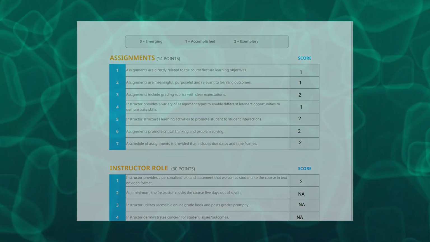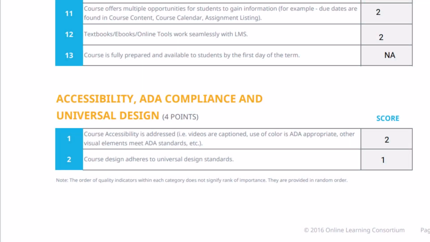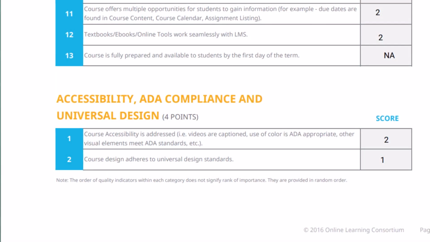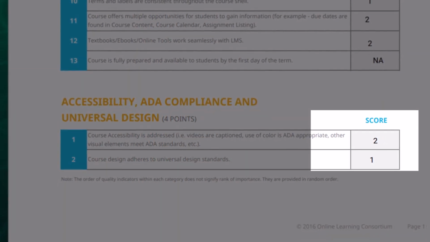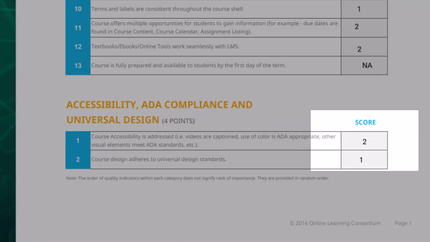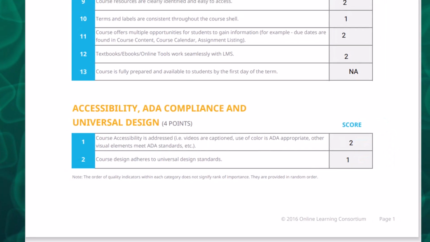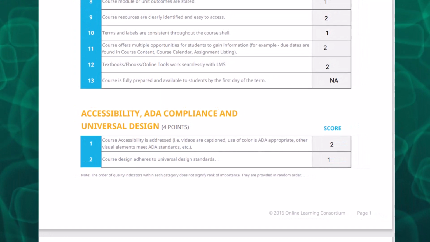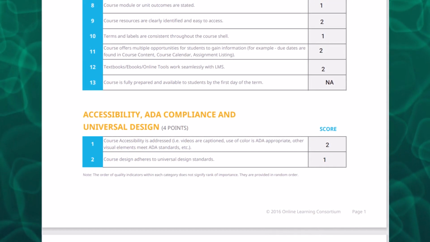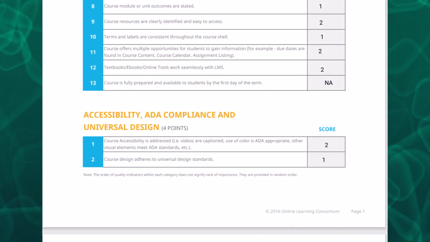Another area of note is the category of ADA compliance and accessibility. This category scored 3 out of 4 points possible on the rubric. The course design mostly met universal design for learning standards and did a good job using closed captioning, appropriate colors for the ADA, and visual elements to meet ADA standards.